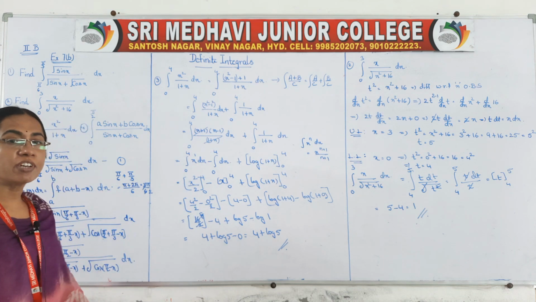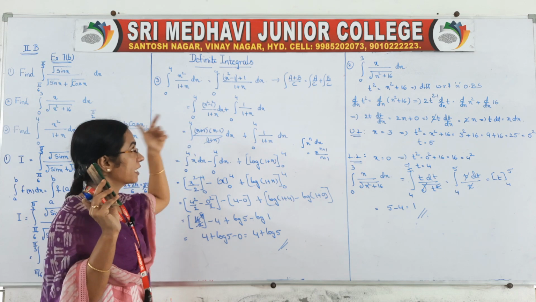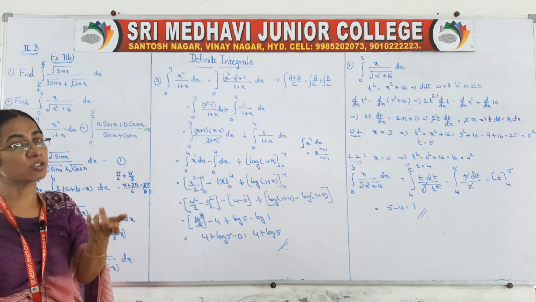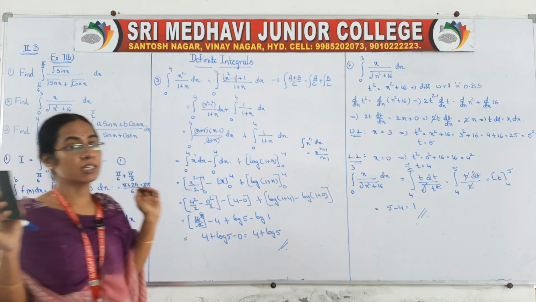Generally, first we will add, then we will deduct. But in this problem, first we deducted. Why deducted? So that it will be in the form of a square minus b square. So I can write that as a plus b into a minus b.